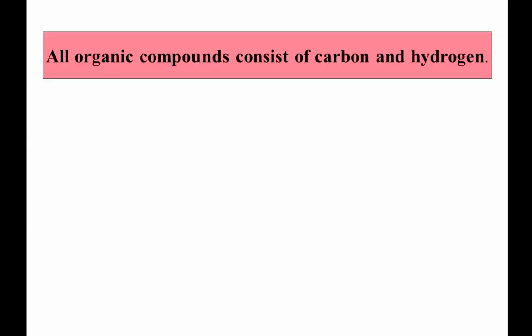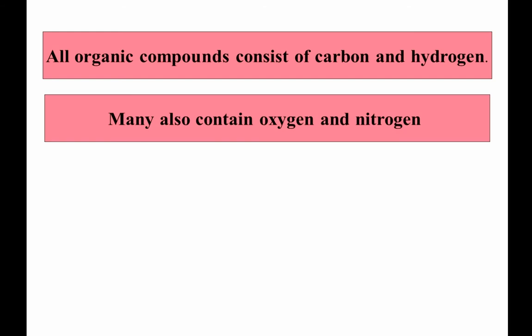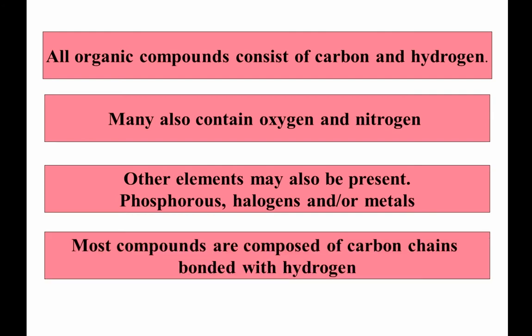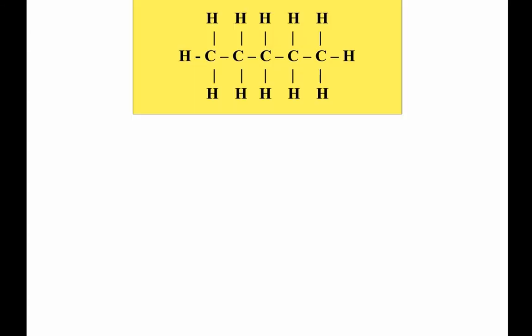All organic compounds consist of carbon and hydrogen. They may also contain oxygen and nitrogen. Other elements may also be present, like phosphorus, halogens, and/or metals, and there are others, but I haven't listed them. Most compounds, however, are composed of carbon chains bonded with hydrogen. Here's an example of a carbon chain.